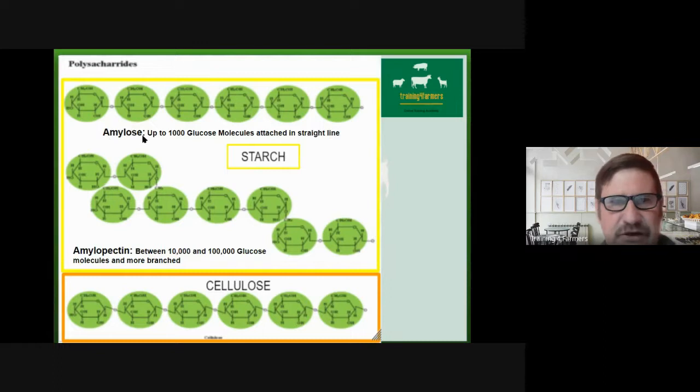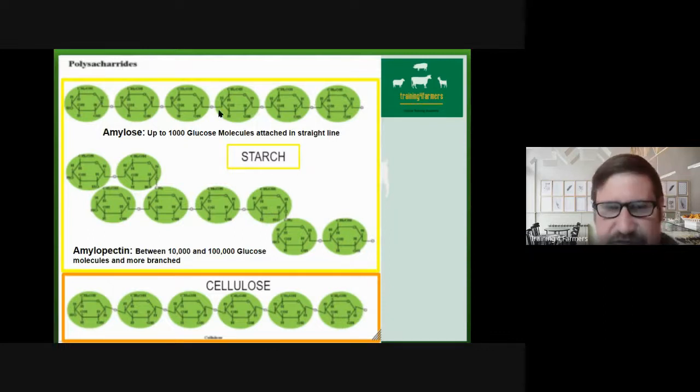The one is amylose, and the other one's amylopectin, and so on. So your amylose can have up to 1,000 glucose molecules, and they are attached in a straight line. And of course, they are all what kind of sugar? Yes, they are all glucose. So starch is all glucose.